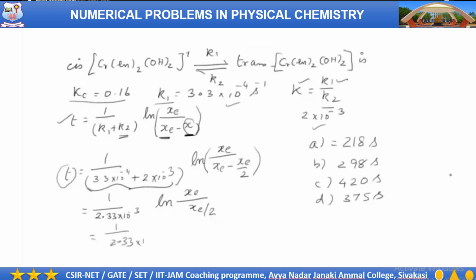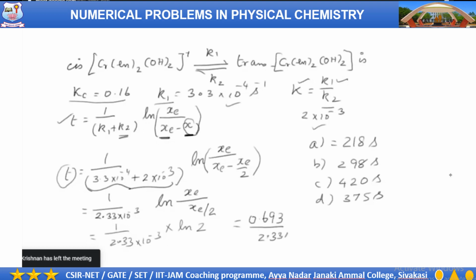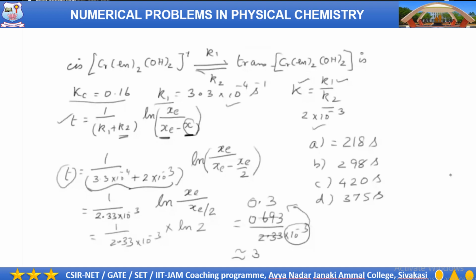So you get 1 by 2.33 × 10⁻³ into ln 2. What is ln 2? You have seen in the first order reaction, ln 2 is nothing but 0.693. So 0.693 divided by 2.33 × 10⁻³, which is nearly 0.3 times. Bring the 10⁻³ here, and the answer is nearly 300 seconds. Therefore, the correct answer is option B.